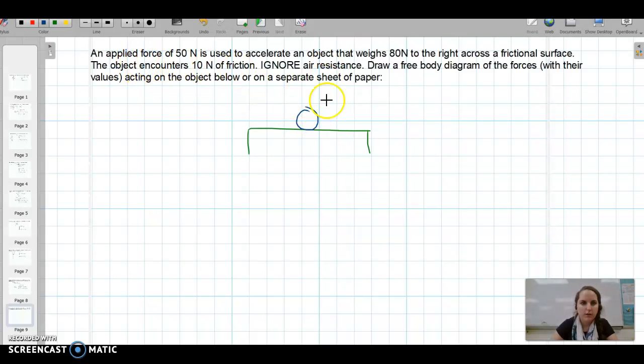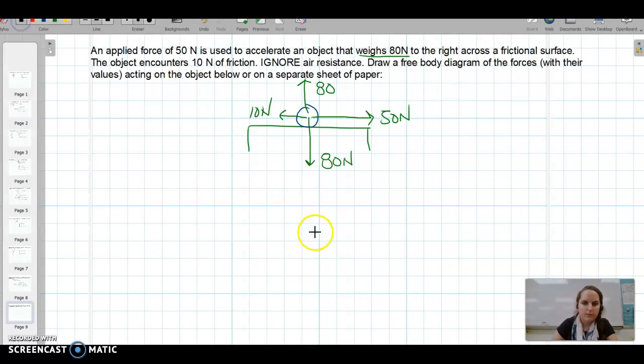Okay, so this ball is being pushed with an applied force of 50 newtons. And then we are given the weight of this ball, right? And we know that a weight is a force. And what is causing this ball not to crash through this table? Well, there is also an equal and opposite force acting. So we have that support force from the table. Okay, and then this ball is also being acted upon by a frictional force, which is 10 newtons. So now let's actually draw a free body diagram for this.